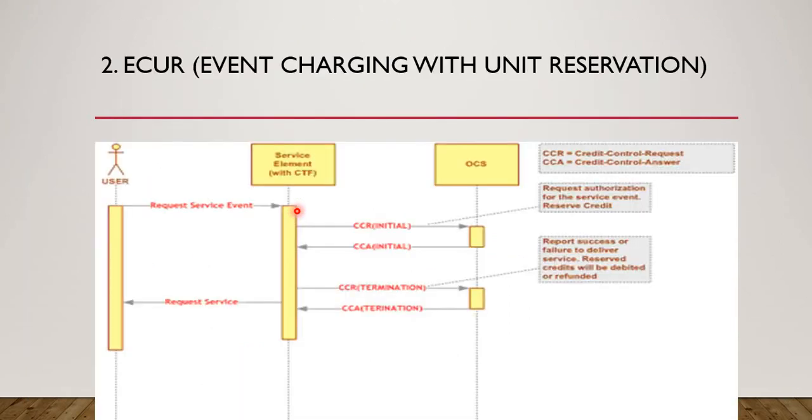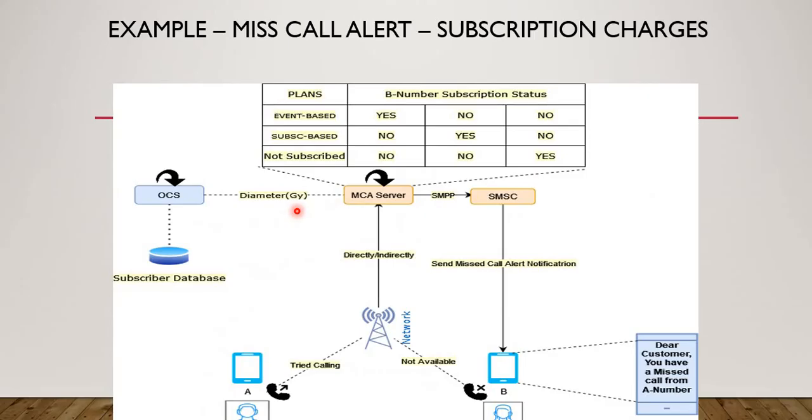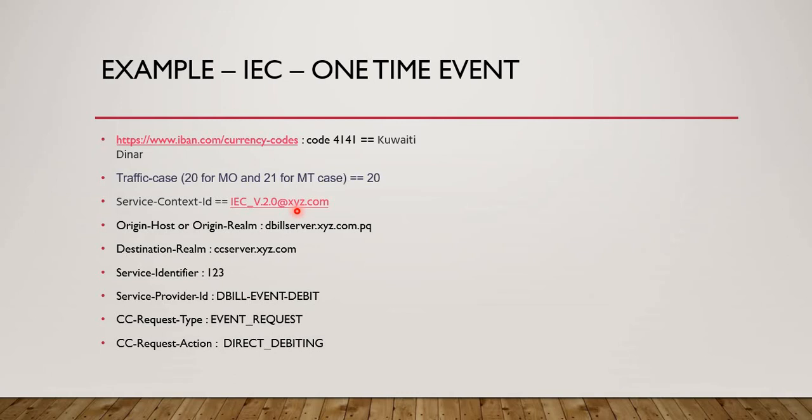I hope I was able to explain the thing which I think was missing in the previous lecture, the practical example. Let me just take you back here. Some of the important things you can see here, the traffic case. 20 we took for MO and 21 we took for MT case. I'll tell you what MO and MT are.